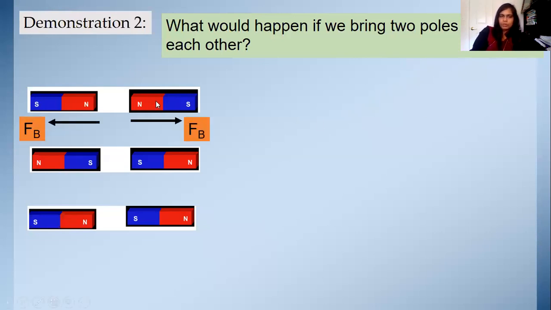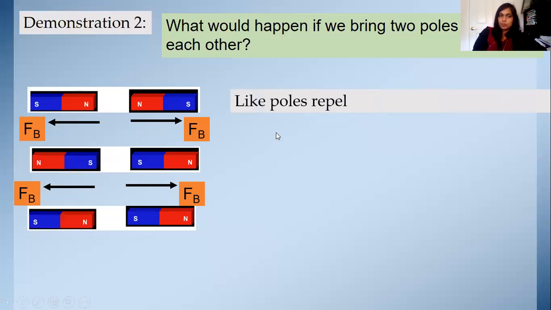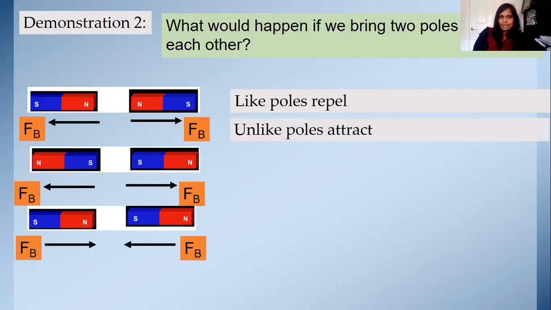So if you bring North Pole and North Pole together, they repel. And South Pole and South Pole together, they repel again. So that means like poles repel, very similar to electricity, where like charges repel. Now, when we bring a South Pole and a North Pole, they attract. So unlike poles attract. In this picture, I drew these arrow lines to represent the forces.